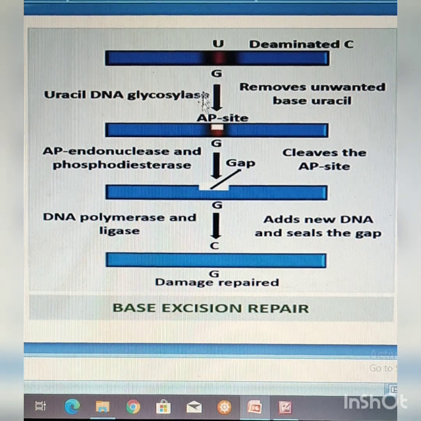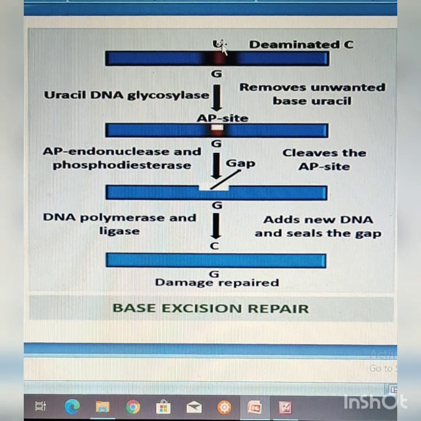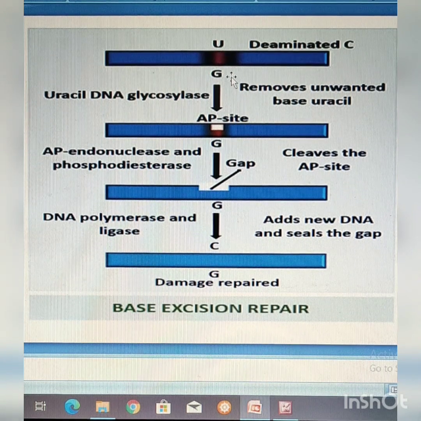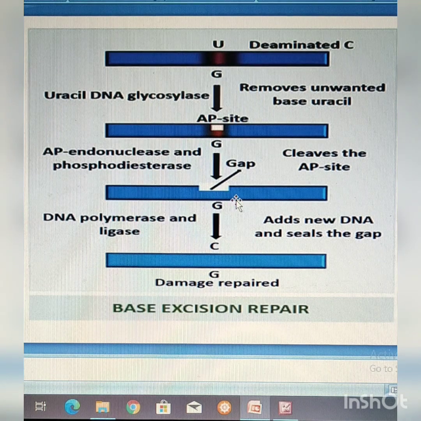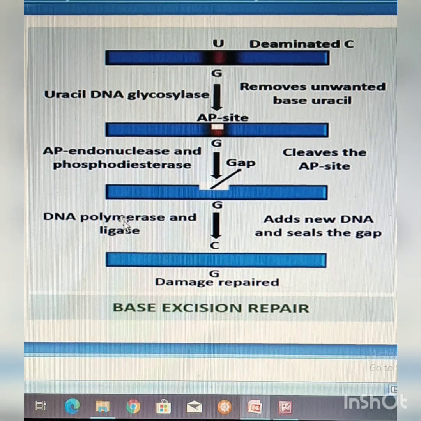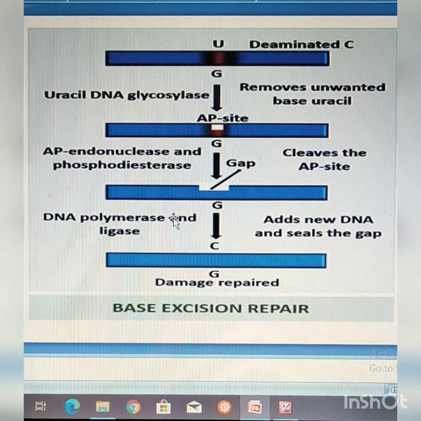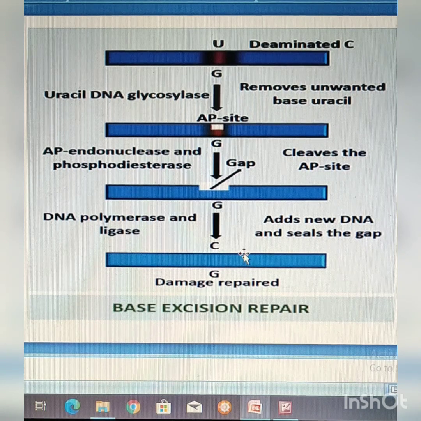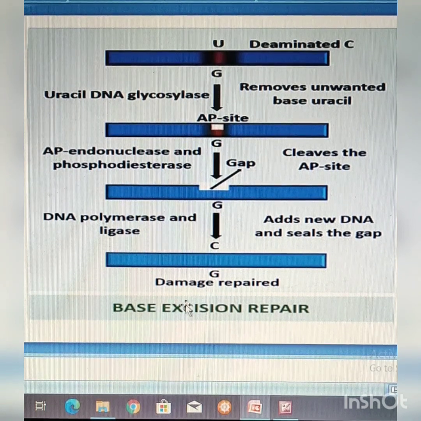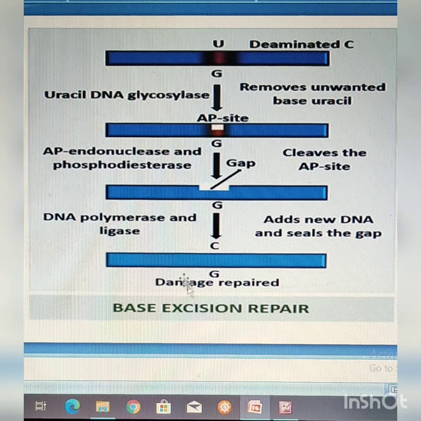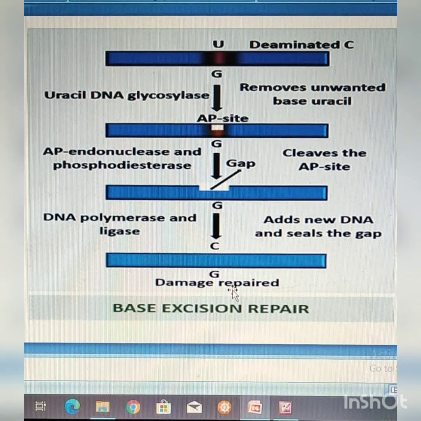The enzyme recognizes the uracil and cuts the glycosyl linkage to deoxyribose. The sugar is then cleaved and a new base is put in by DNA polymerase using the other strand as template. And the gap is filled by the DNA polymerase. It adds new DNA and seals the gap by ligase. So the damage is repaired and the original or the normal sequence is restored.